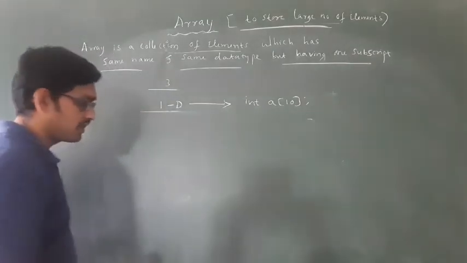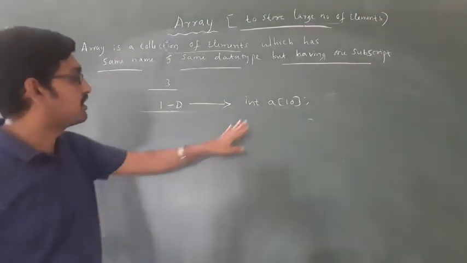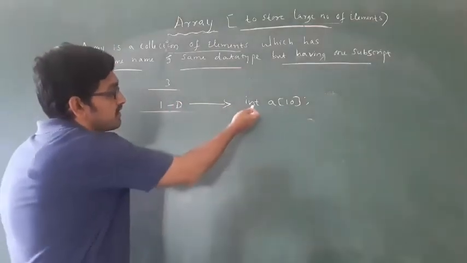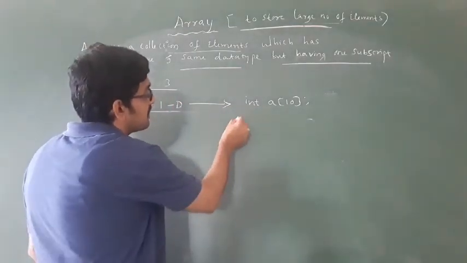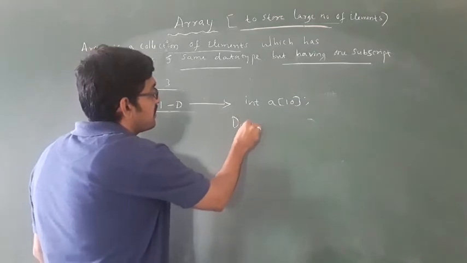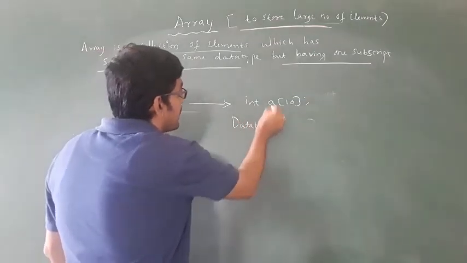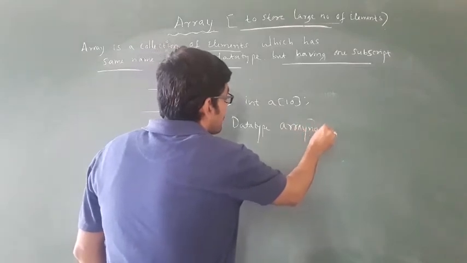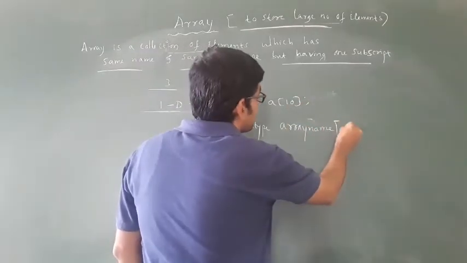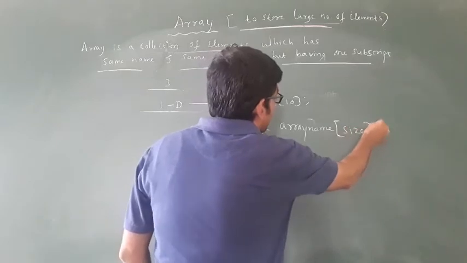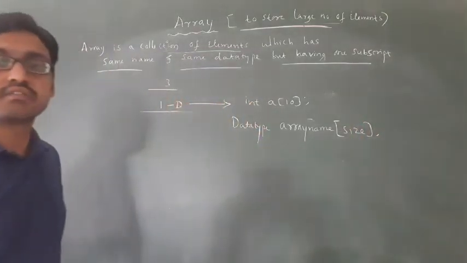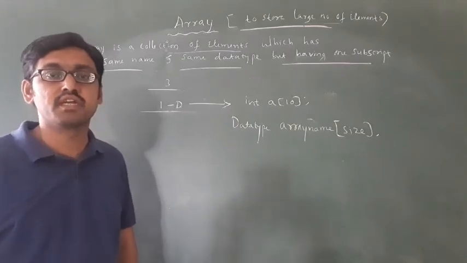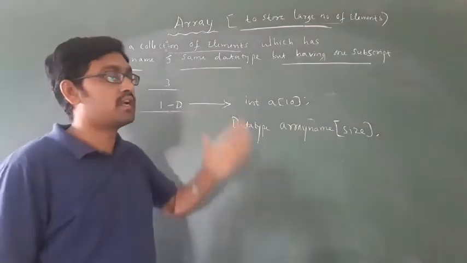What is one dimensional array? You know. Then how to declare a 1D array? Write a syntax. Int means this is nothing but data type. Then array means array name. Then next this is nothing but size. This is the syntax of a 1D array.